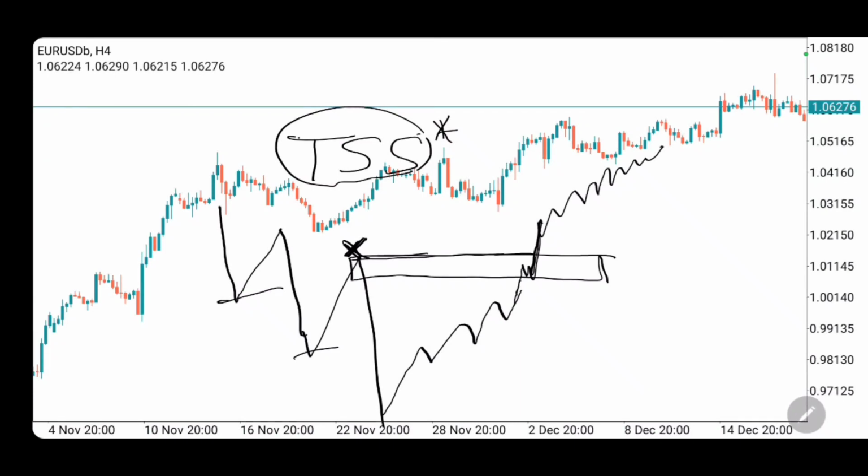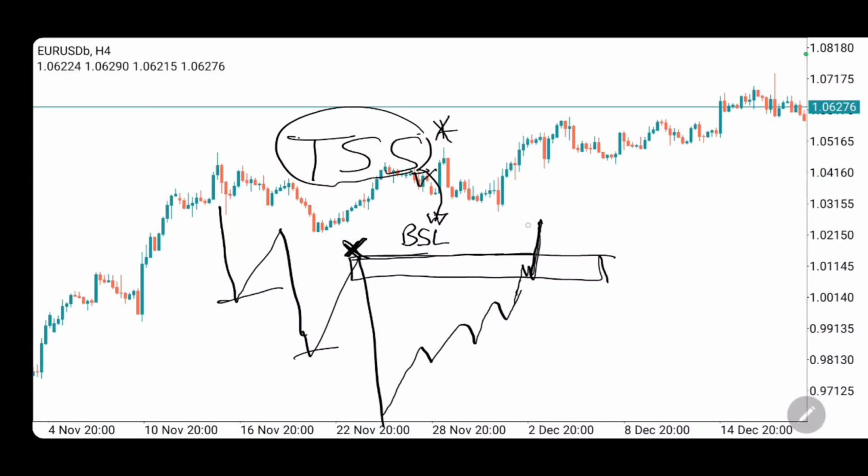It takes out what we call buy side liquidity. The market takes out BSL, buy side liquidity, on a turtle soup short. In a turtle soup short, the market takes out buy side liquidity above the supply zone.